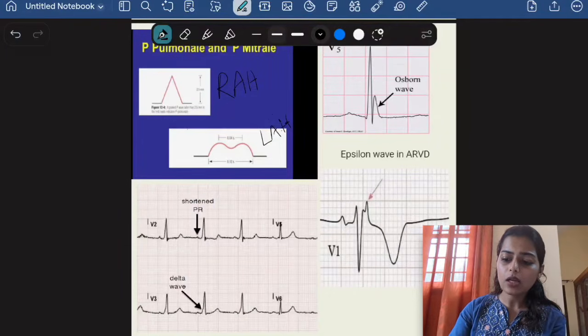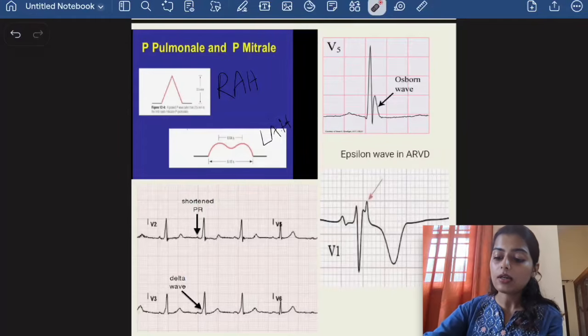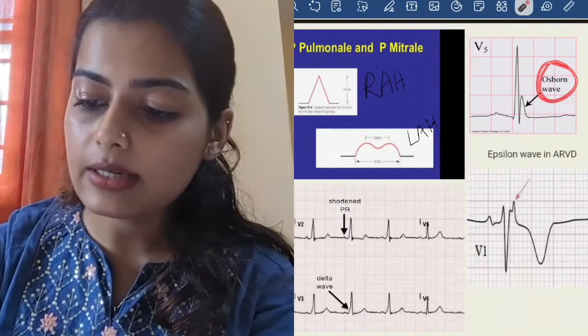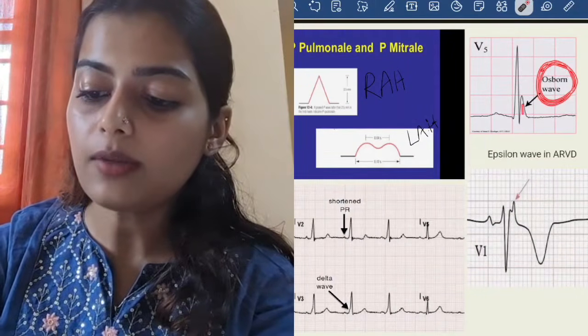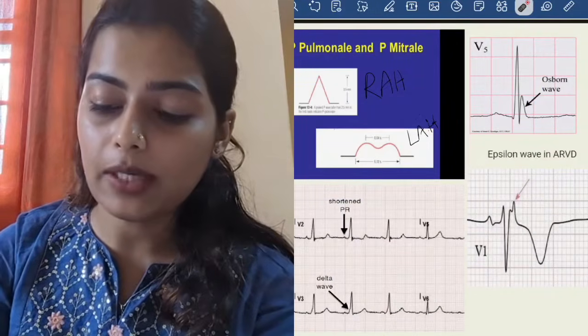Okay. Next is the Osborn wave. This is the Osborn wave, seen in cases of hypothermia. In hypothermia, an extra wave can be seen. This is known as the Osborn wave. It is usually seen at the J point. J point is the junction between the QRS complex and the ST segment. So this is the Osborn wave, the extra wave seen in cases of hypothermia.